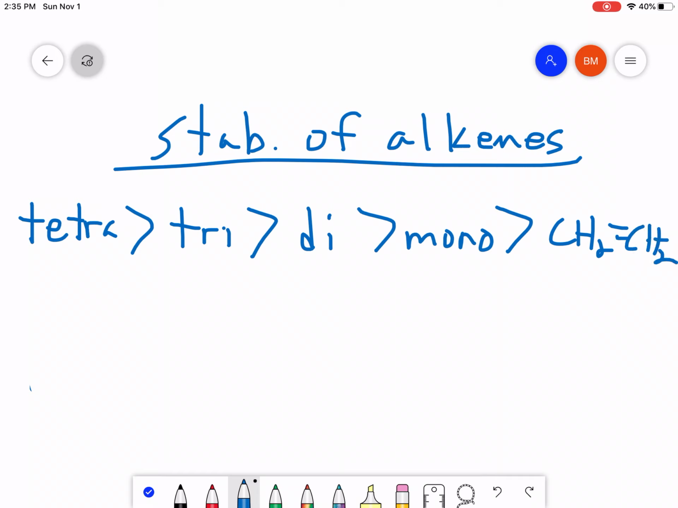So that's why when we're looking at these two products of the last reaction we went over, let me put these back up again.